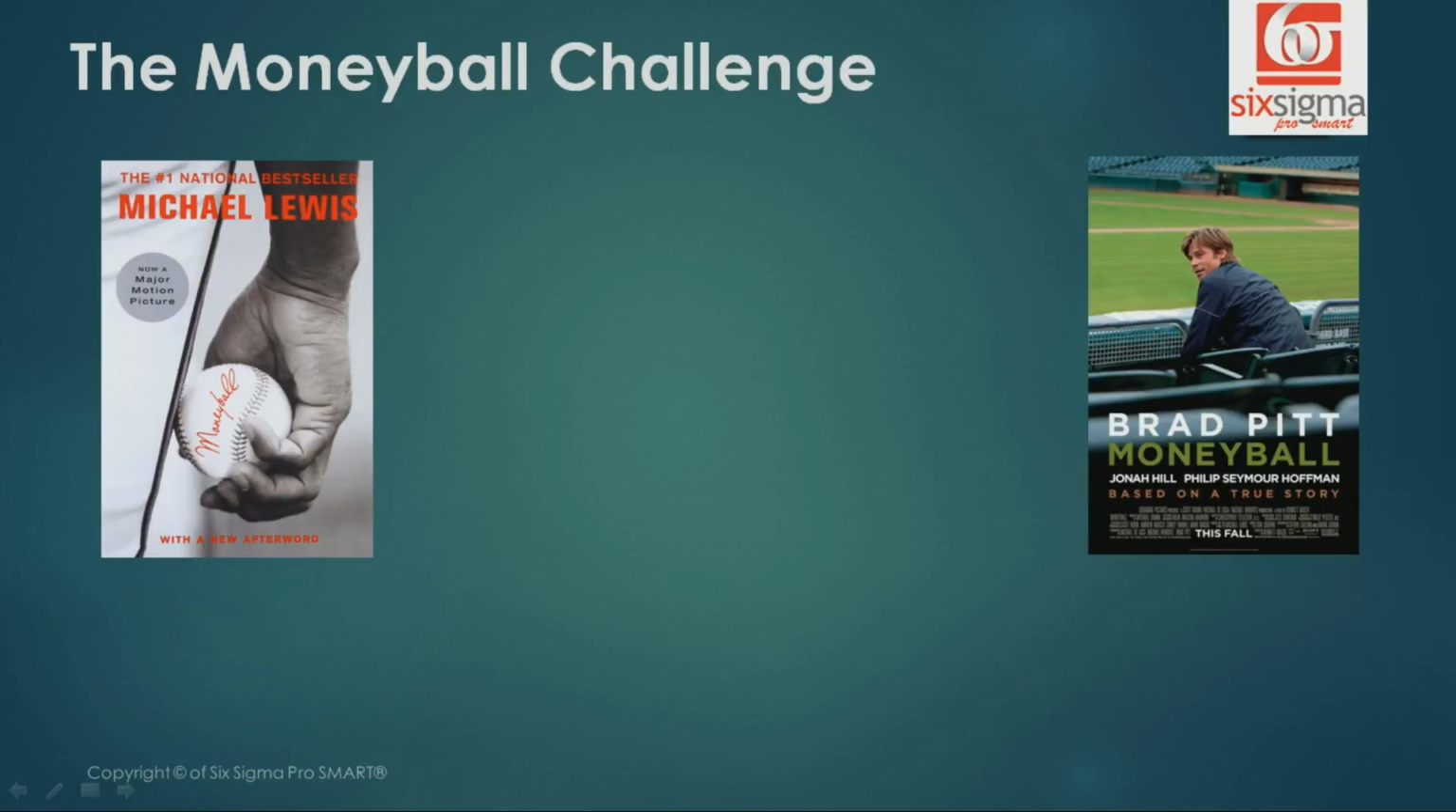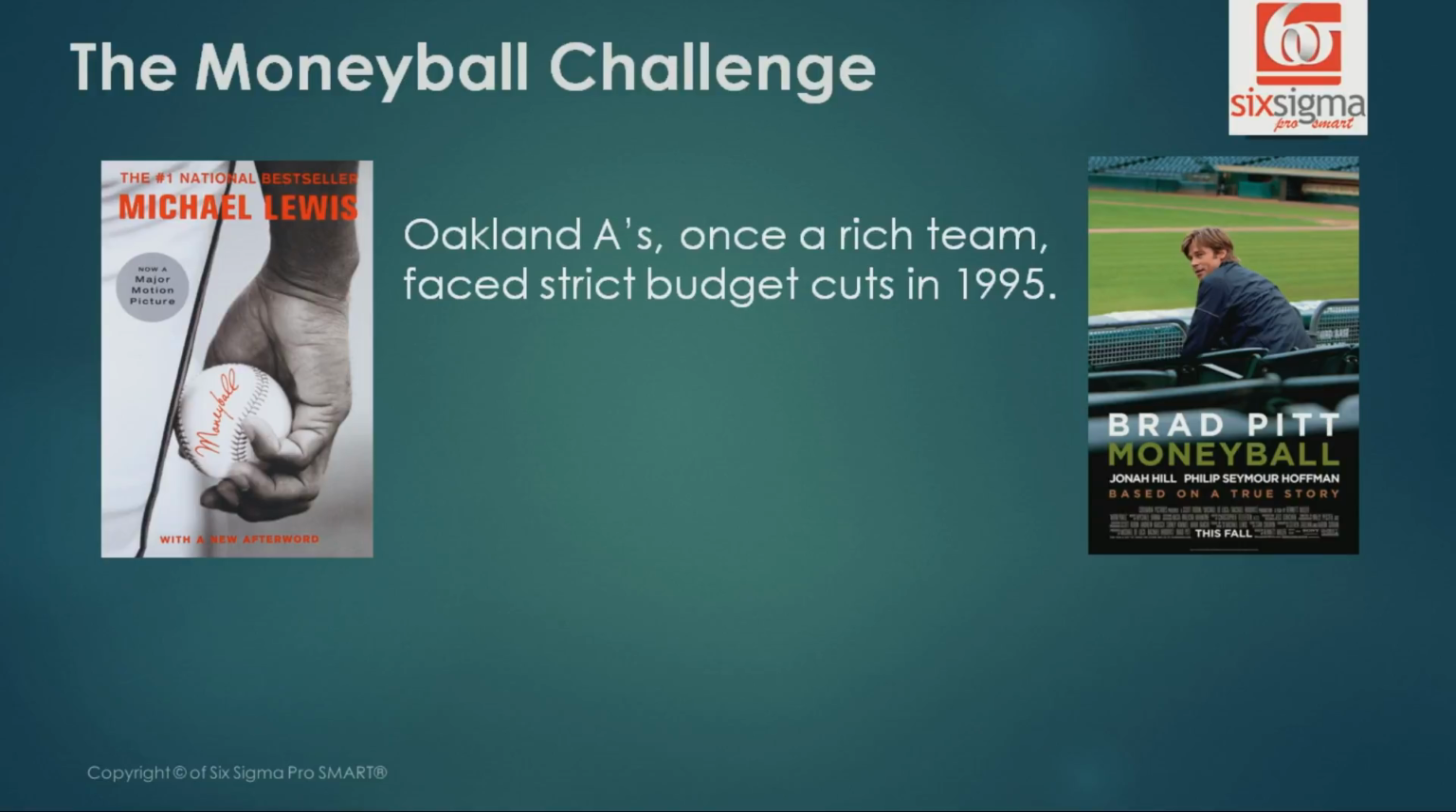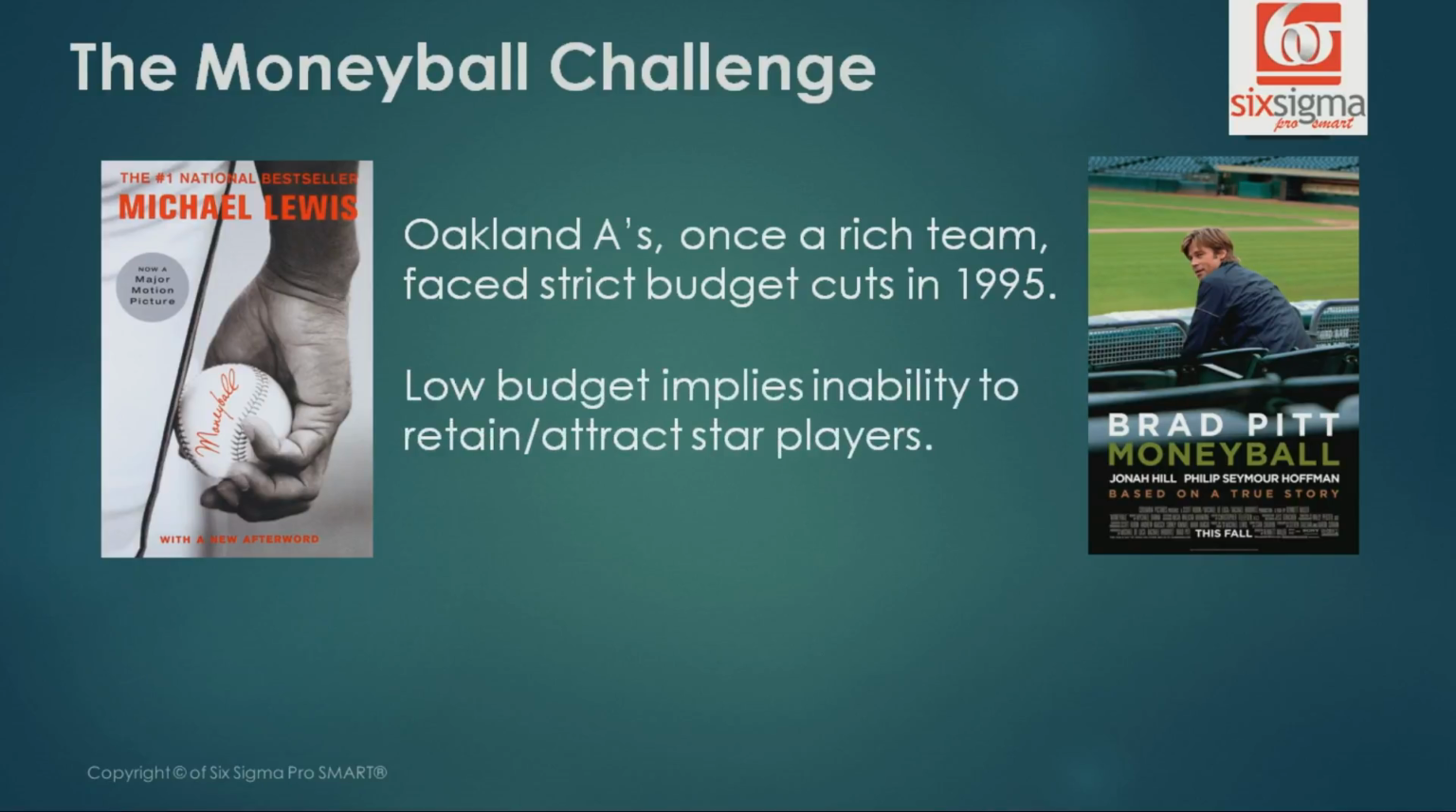Let's discuss one of the most popular use cases of regression. It's about Moneyball, a book published in 2003 and a Hollywood movie released in 2011. This is based on a true story, and the story is about a team called Oakland A's, which once used to be a rich team, but it faced stringent budget cuts in 1995. Low budgets in sports implies inability to retain and attract star players. So any player who's in form would be charging a lot of money, but if your budgets are tight, you will not be able to afford that player in the first place.